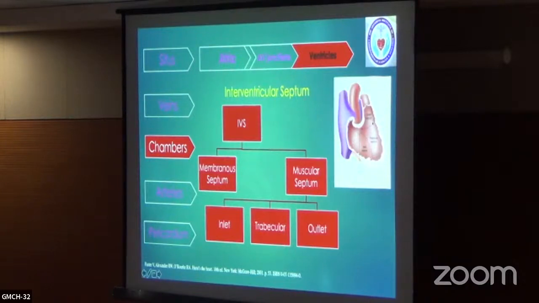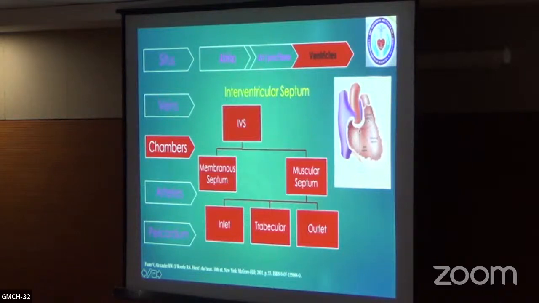So here's the view from the right ventricular side. You can see the portion closest to the atrioventricular junction is the membranous septum. The portion closest towards the tricuspid valve will be the inlet septum. The one towards the apex is the trabecular or the apical septum, and towards the outlet becomes the outlet septum.